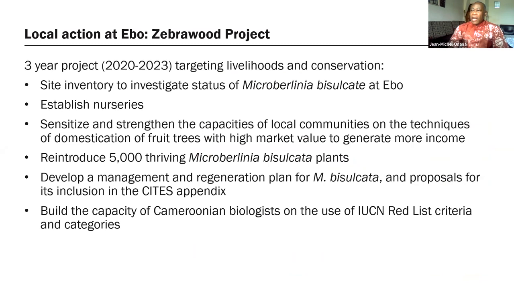Then, as we said, local action already includes established nurseries, and sensitizing and strengthening the capacity of local communities on the techniques of domestication of fruit trees with higher market value to generate more income. You have the reintroduction of 5,000 zebrawood plants, a managed regeneration plan and proposal for its inclusion in the CITES appendix, and building the capacity of Cameroonian biologists on the use of IUCN Red List categories and criteria to assess more species.